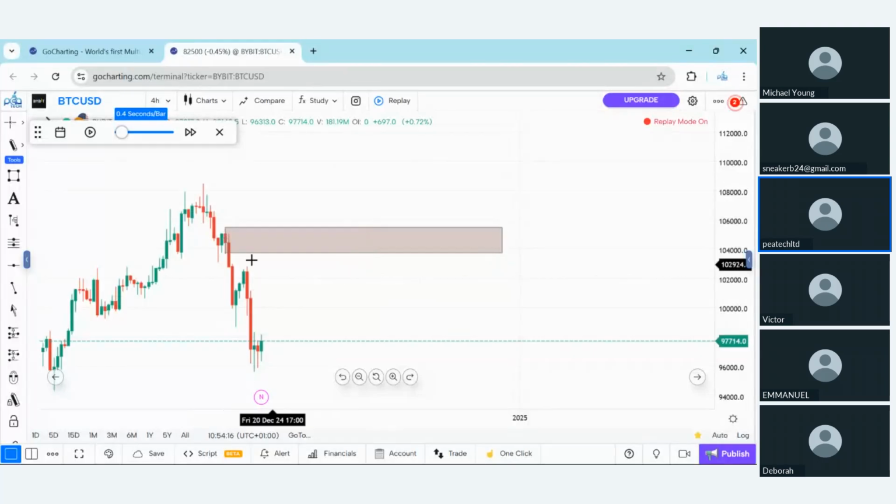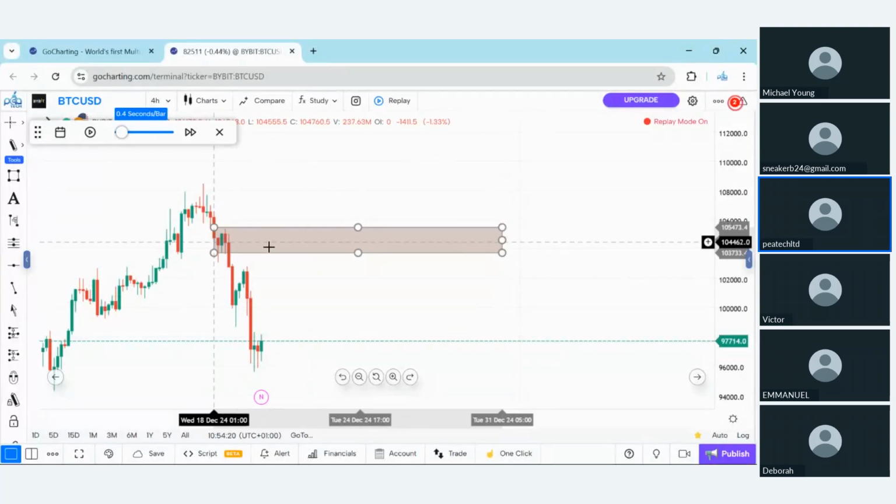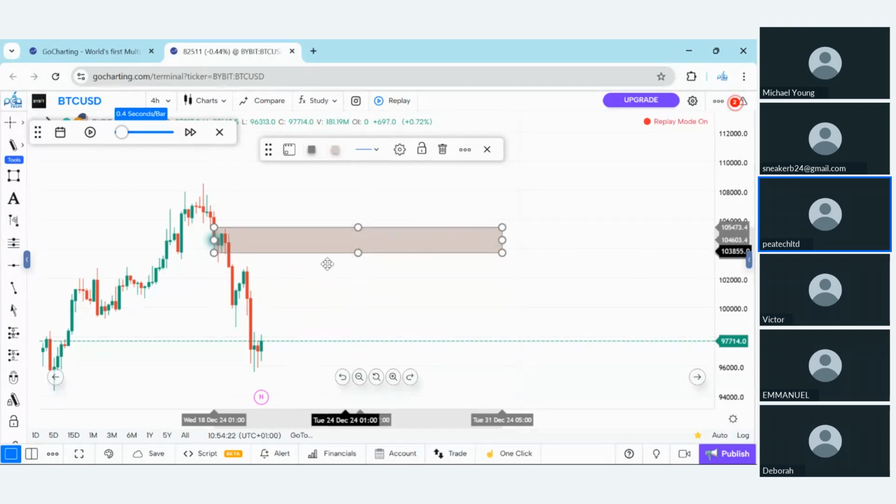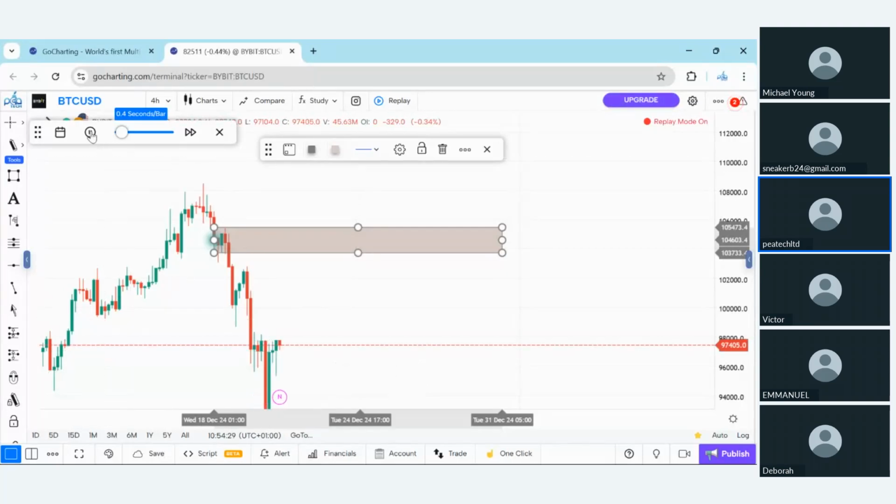We have another move here, which is a strong move to the downside, right? Now, this move, we can wait for the market to return to this move and take our entry. So let's see what happens if that is going to happen.